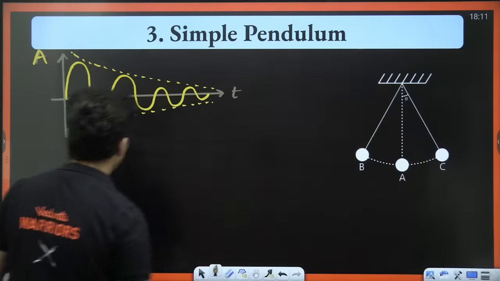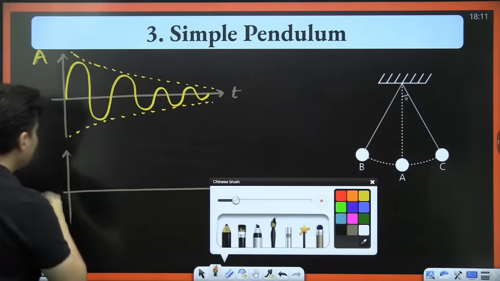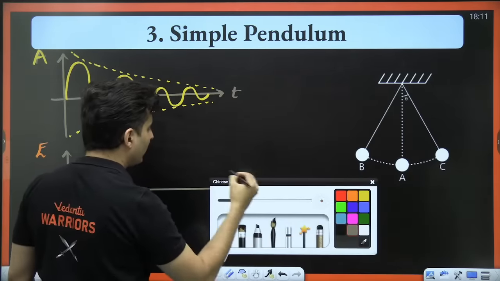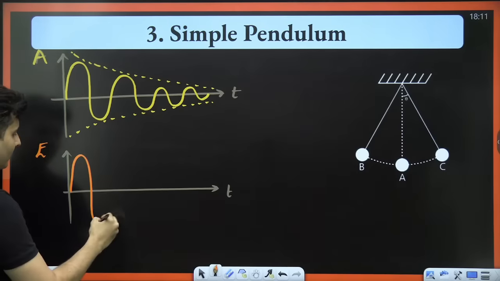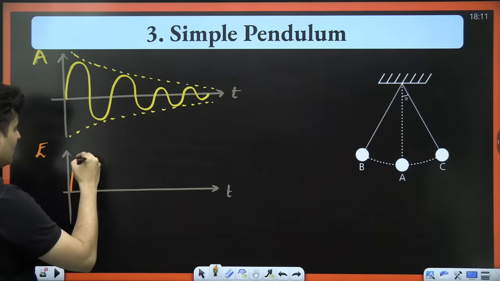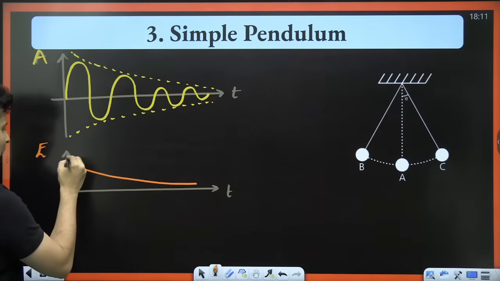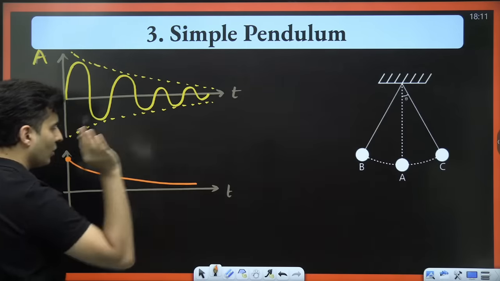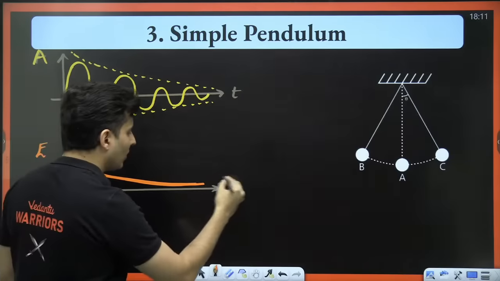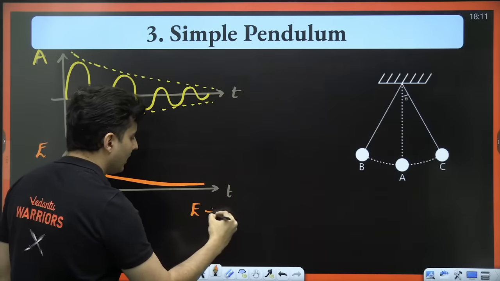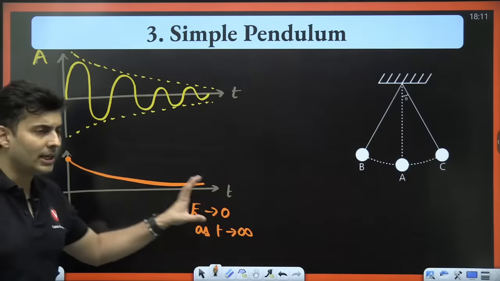In fact, you can also plot the graph of energy of the oscillation with respect to time. Then that graph also looks very, very similar. It will look something like this. First, it will have maximum energy, then slowly the energy will go off and it will tend towards zero. So, here I can say the energy tends to zero as time becomes very large. That means time tends to infinity. This is how the energy graph looks.